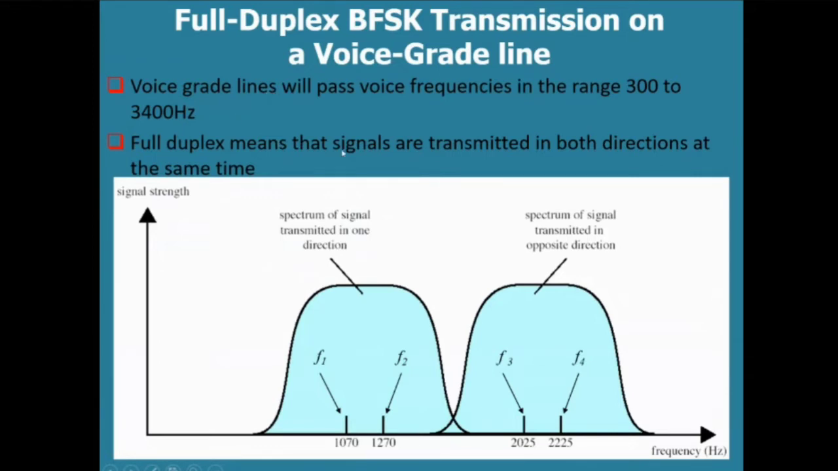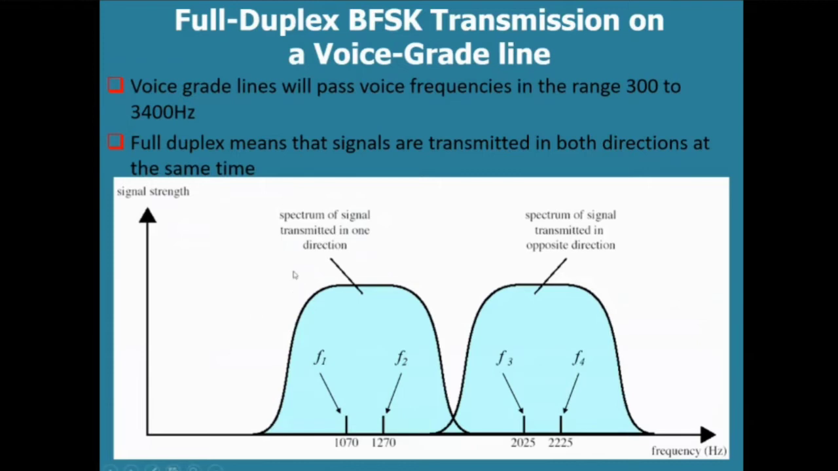Full duplex means signals are transmitted in both directions at the same time. See here in the graph, the y-axis represents the signal strength and the x-axis represents the frequency. Duplex means in both directions. We have four frequencies, F1, F2, F3, F4. F1 is 1070 and F2 is 1270, and similarly F3 equals 2025 hertz and F4 equals 2225 hertz.